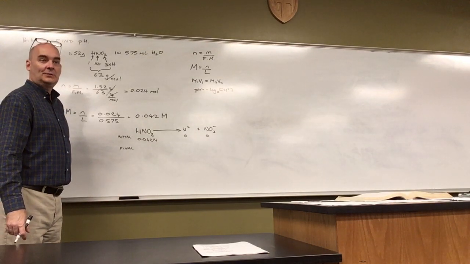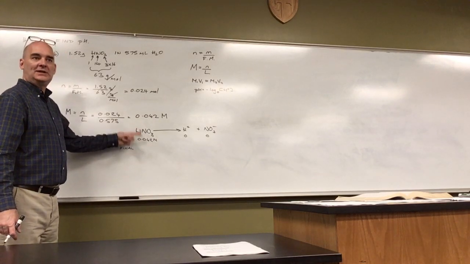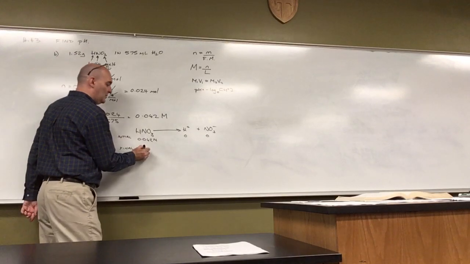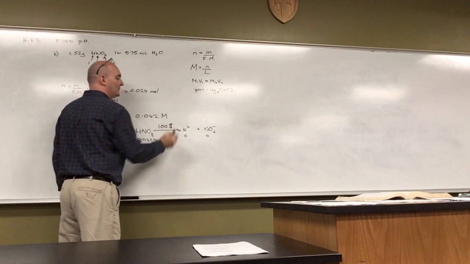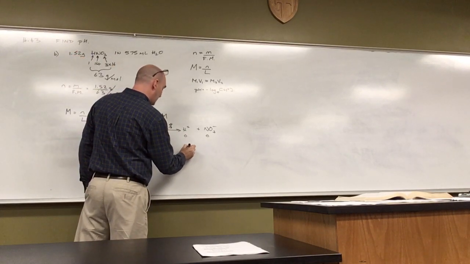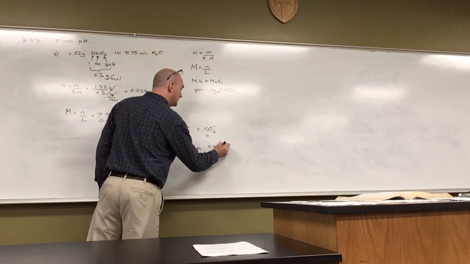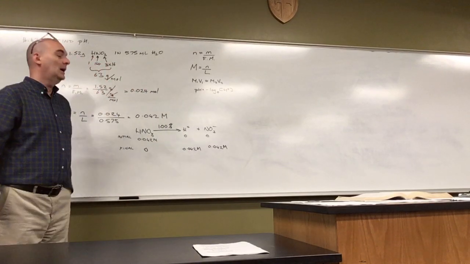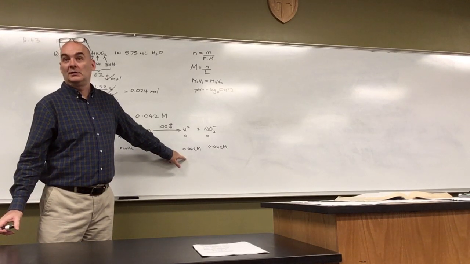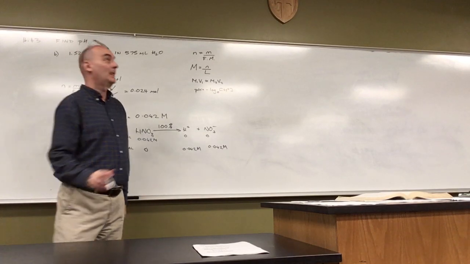At the end, what do I have? How much HNO3 stays in solution? None of it. None of it. Strong acids dissociate 100%. So all of that goes away, which means I have a nitrate concentration in solution of 0.042 moles per liter, but I have an H plus concentration in solution of 0.042. Yeah? Okay. What was the question?